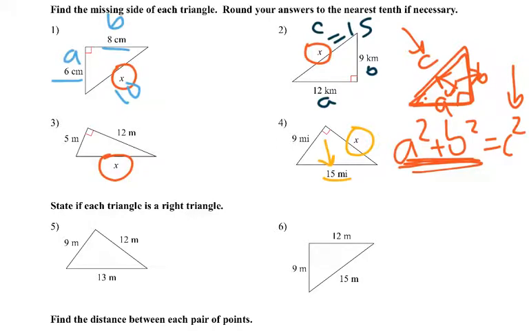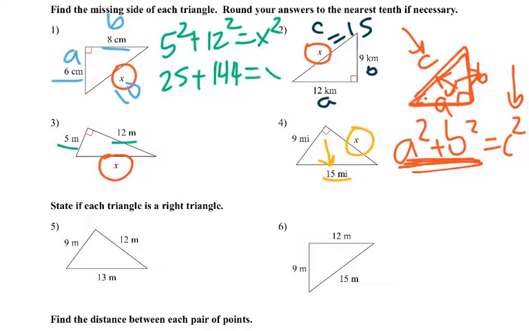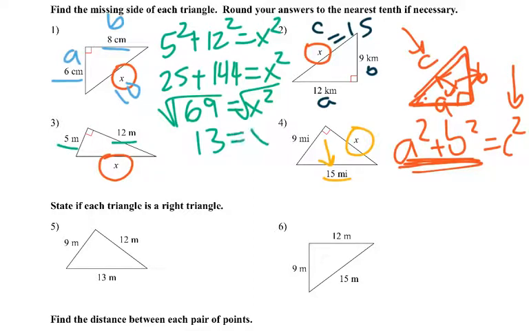Now we look at 3, so A and B. So 5 squared plus 12 squared equals x squared. So we get 25 plus 144 equals x squared. 25 plus 144 is 169. Take the square root of that, and we get 13 for x.